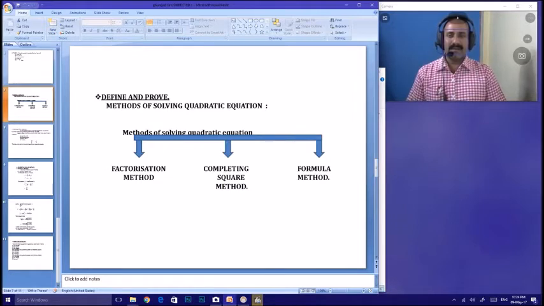Now, we are going to define and prove the method of solving the quadratic equation. That means quadratic equation solving by 3 methods. First one is factorization method, second one is completing square method, and third one is formula method.